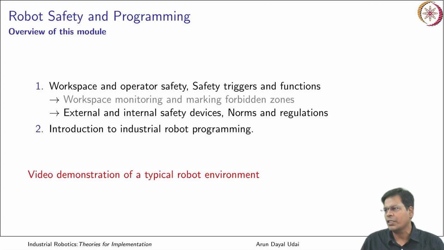External and internal safety devices, norms and regulations, we'll discuss all this in today's class, and we'll learn about industrial robot programming. So before we actually get into today's lecture, let me just demonstrate how a typical industrial scenario looks like, how an industrial robot is placed inside the cage, where all the safety devices are kept, where the controllers are kept, and just watch this video and you will understand.